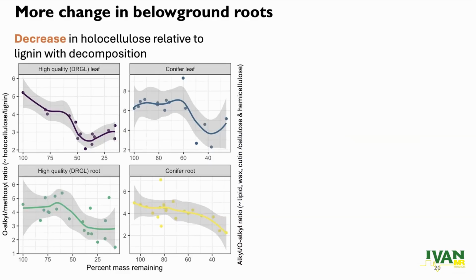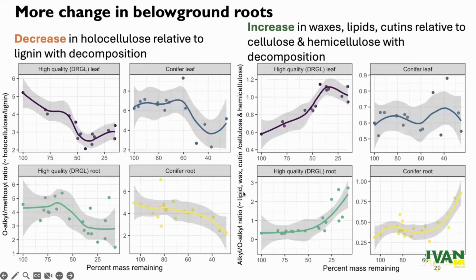And we can see as things decompose, more or less across the board, we get a decrease in holocellulose relative to lignin with decomposition. We also looked at the alkyl to O-alkyl ratio here, which is the ratio of lipids, waxes, and cutin to cellulose and hemicellulose. And what we see is an increase, generally speaking, not always, in the waxes, lipids, and cutins relative to cellulose and hemicellulose with decomposition.